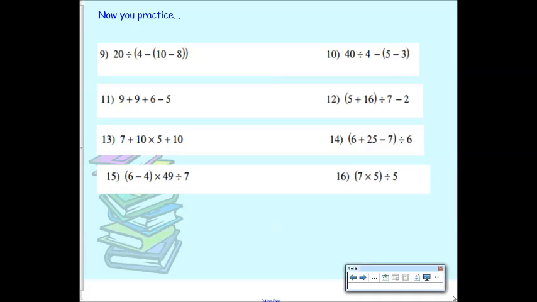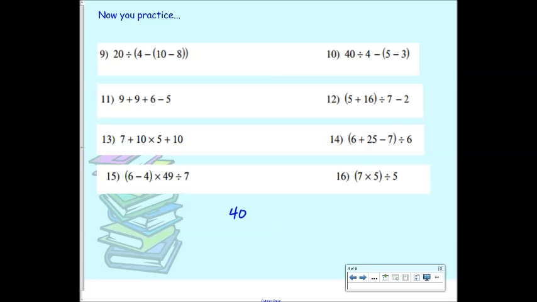The biggest mistakes that I saw people make were just careless little things. Like in number 10, I think was the one I saw the most mistakes on. Number 10, what did people do first? 40 divided by 4 minus 5 minus 3. What should you actually do first here?